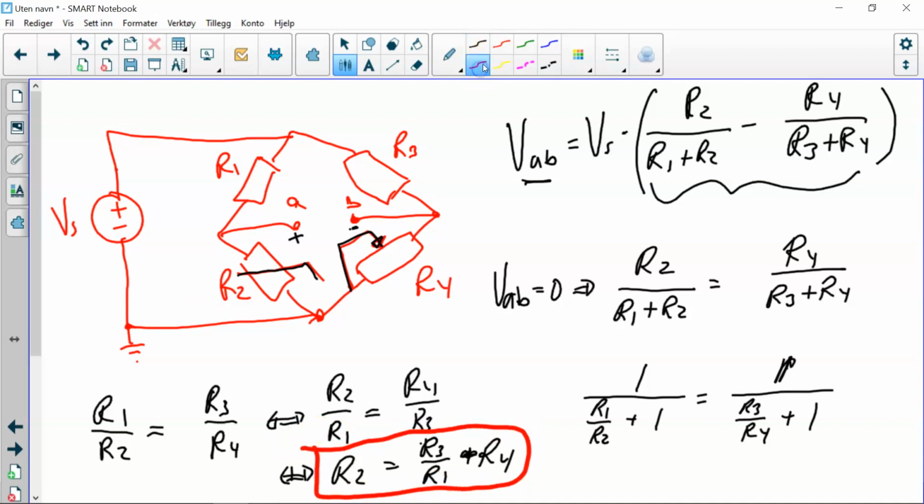Now what I have here is one sensor of unknown size and one variable resistor R4. I don't know R2, but I can take R4 and read the size of R4 in a different location. So as long as I know what size R4 is, I can say that it's the same as R2. R2 and R4 are equal when the bridge is balanced.